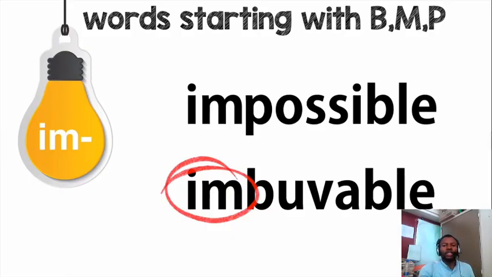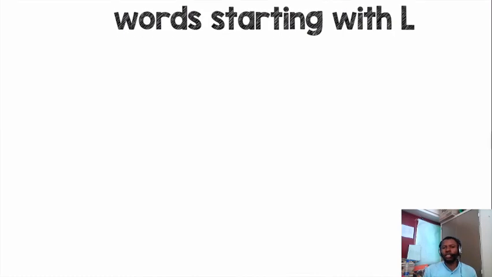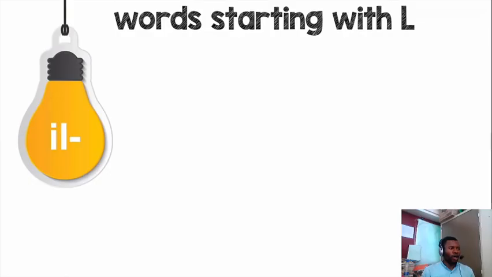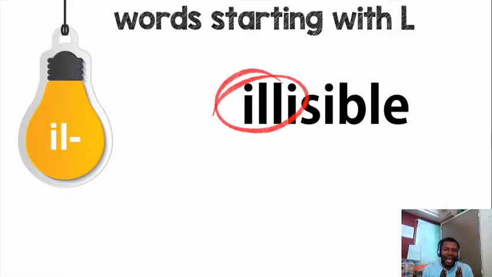All right. So let's go ahead and dive into another one. Words starting with L. For example, lisible. We're going to add il to the beginning to change the word. Lisible is readable, something that can be read. Now you add il to make it another word, and it is illisible. That's unreadable. You cannot read it. Illisible. Now there is another word which is légal.